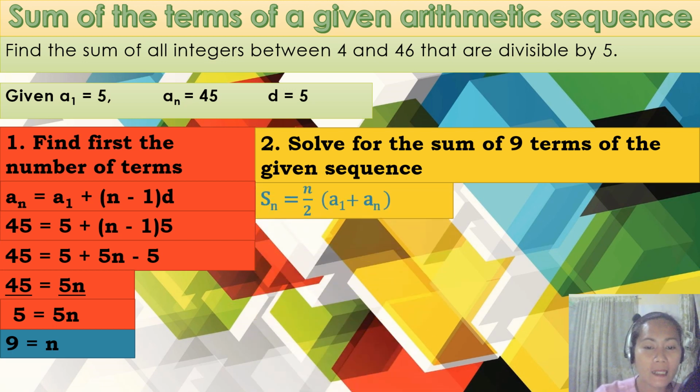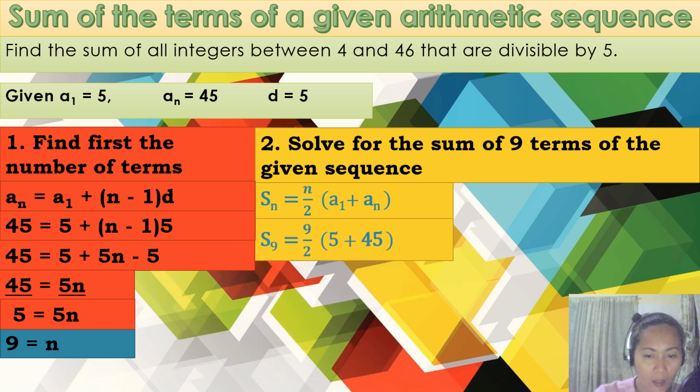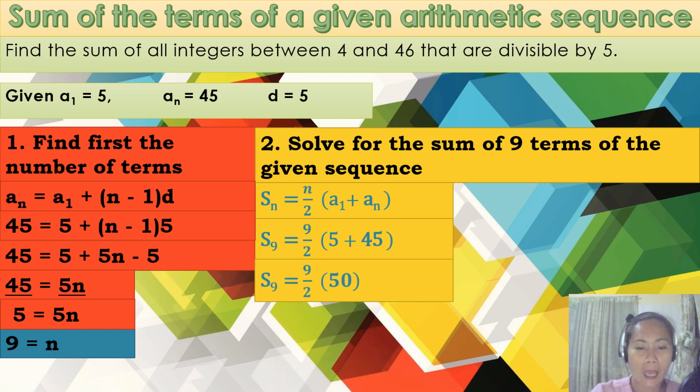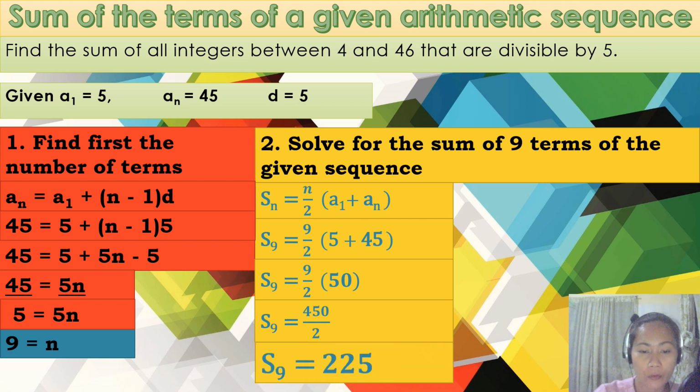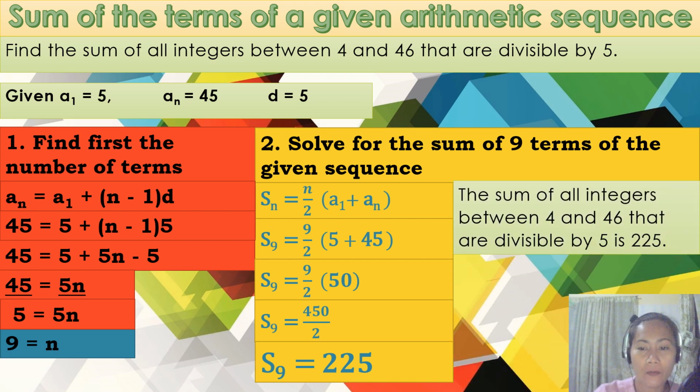So, we have S sub n equals n over 2 times a sub 1 plus a sub n. S sub 9 equals 9 over 2 times the quantity of 5 plus 45. S sub 9 equals 9 over 2 times 50. S sub 9 equals 450 divided by 2. And then we get 225. The sum of all integers between 4 and 46 that are divisible by 5 is 225.